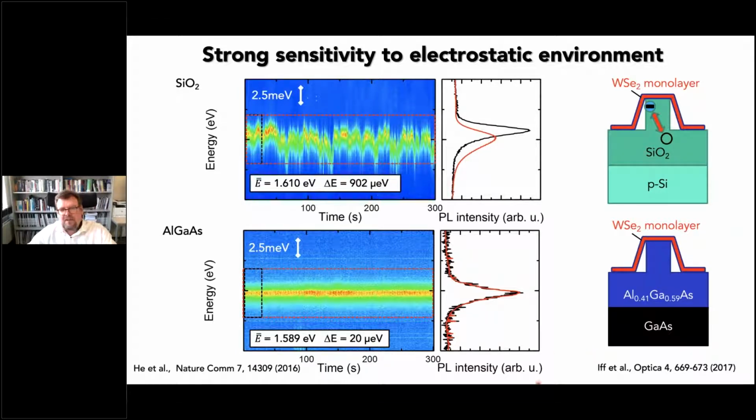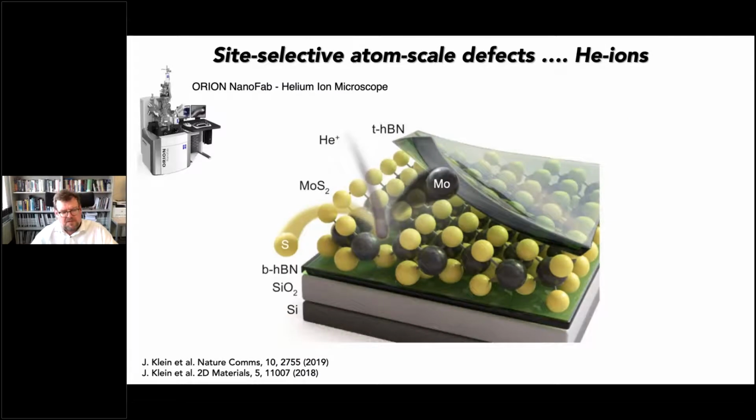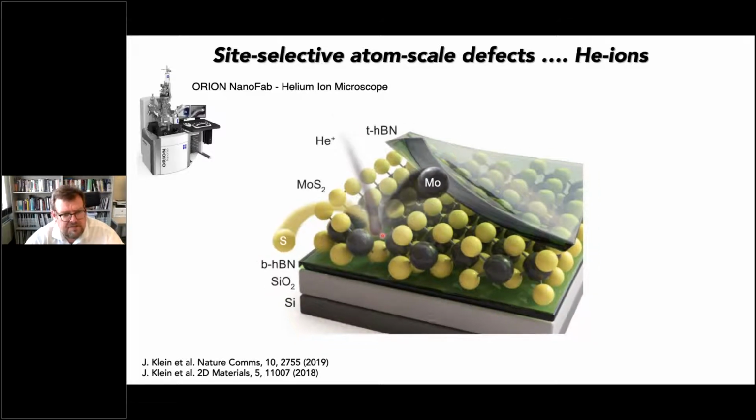Okay, so we were happy with this, but we were not super happy, and because of that, we tried to go a different way. We tried to use helium ions and a helium ion microscope to locally create atom scale defects in these materials. So this is the rather brutal looking cartoon. We encapsulate a layer of molybdenum disulfide between boron nitride few layer materials, and we come with a helium ion very locally onto the surface.